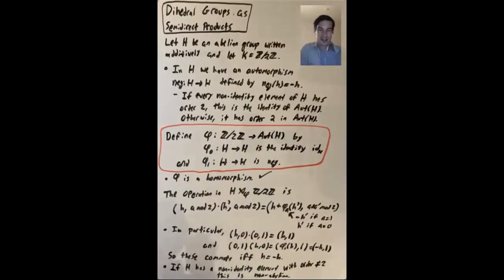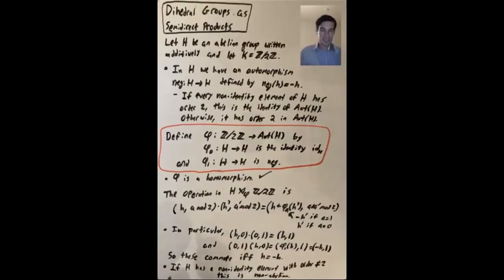Okay, so what does the operation look like in the semidirect product, H semidirect product with respect to phi Z mod 2Z? Well, we take our element in our group H, and then I'll write a mod 2 to emphasize that this is really in Z mod 2Z. So (h, a mod 2) times (h', a' mod 2): in the first coordinate, we get h plus phi a applied to h'. And in the second coordinate, we just get a plus a' mod 2. And what is this phi a of h'? Well, if a is 1, this is negative h'. And if a is 0, this is h'.